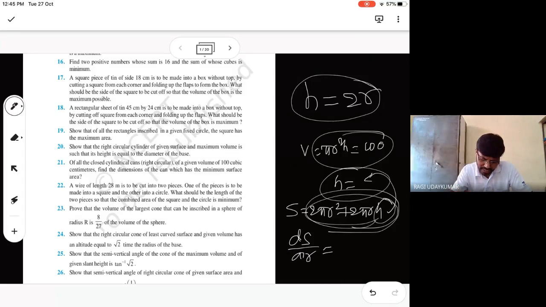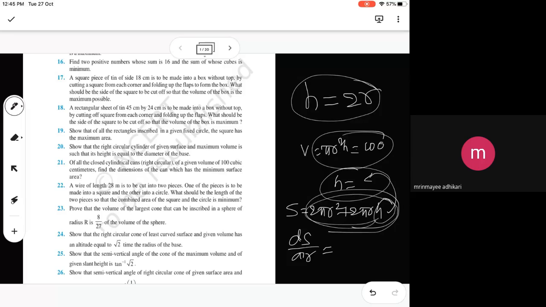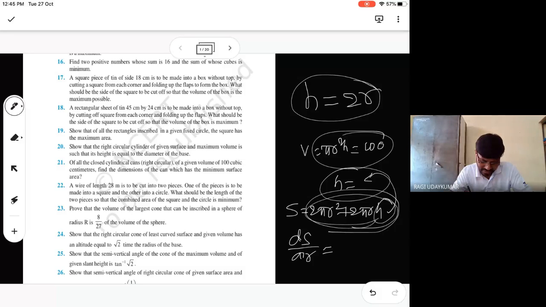22nd problem, if you take into consideration a wire of the length, explain orally and say the whole problem. Sir, please explain orally. It will be done, right? You can do it, right?